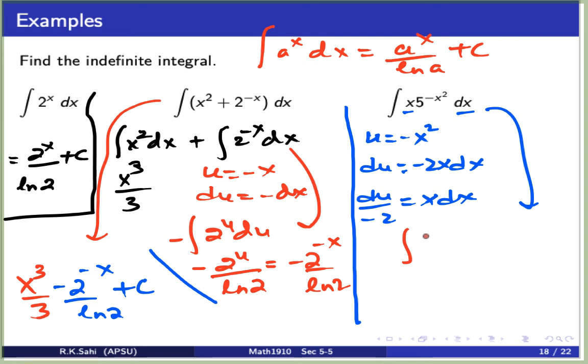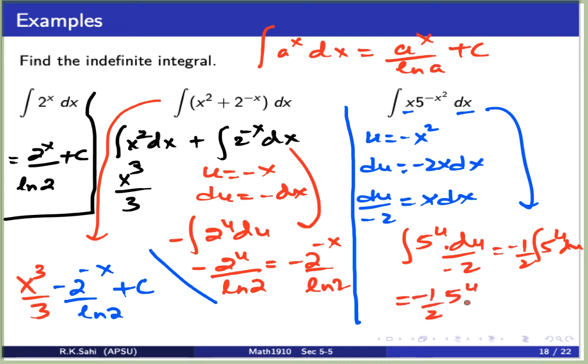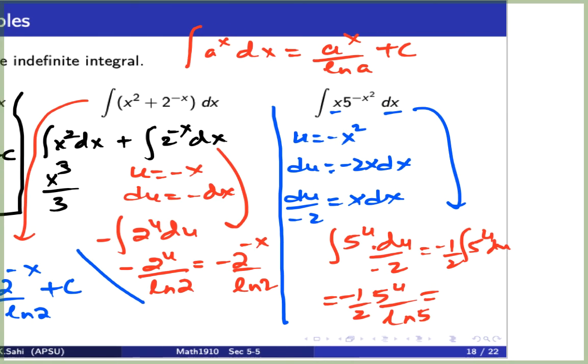the integral of 5 to the power u times du over negative 2, or negative half times 5 to the power u du. So that means negative half times 5 to the power u over natural log of 5. Now remember, what would be the final answer? Just replace the u by minus x squared. So it's minus half times 5 to the power negative x squared over natural log of 5.